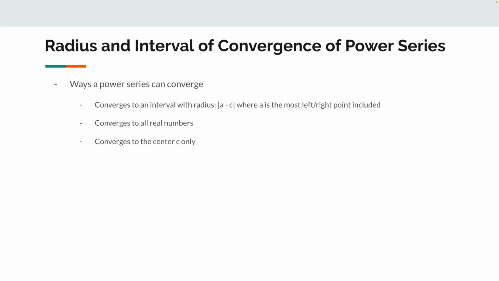So what are the radius and the interval of convergence of the power series? A power series can converge in 3 ways. It can converge to an interval, it can converge to all real numbers, and it can converge to the center c only. When it converges to an interval, the radius of that interval will be the absolute value of a minus c. a can be either the leftmost or rightmost point included in the range, and c is just the center value.